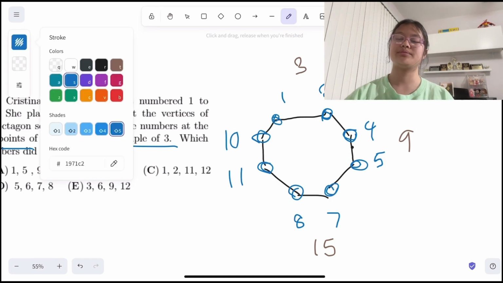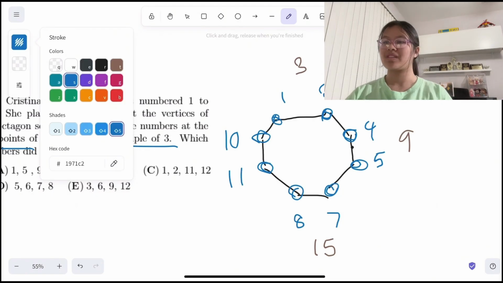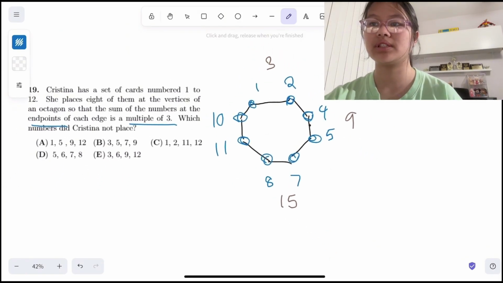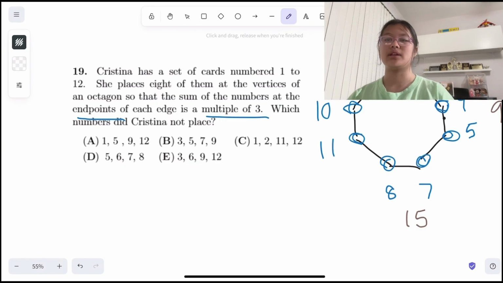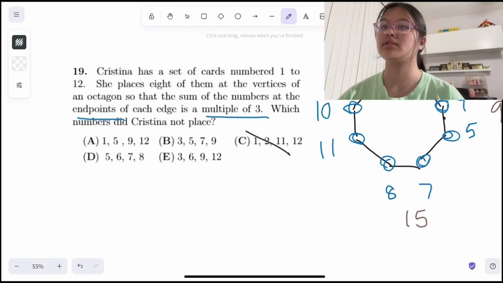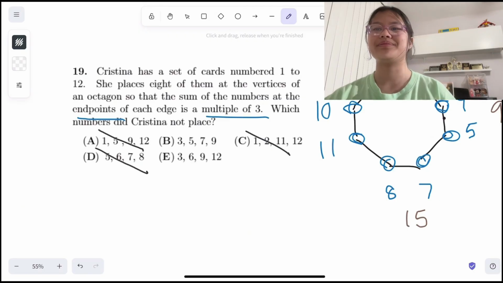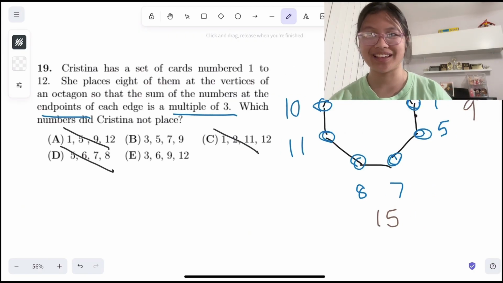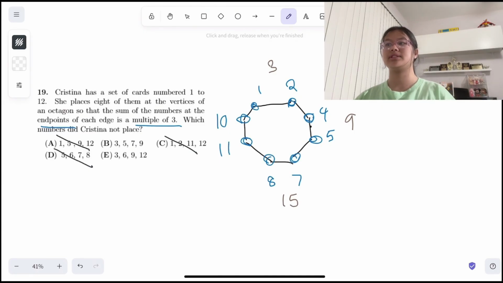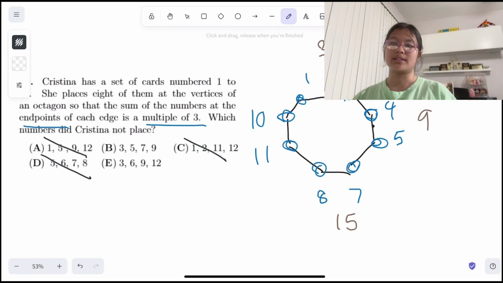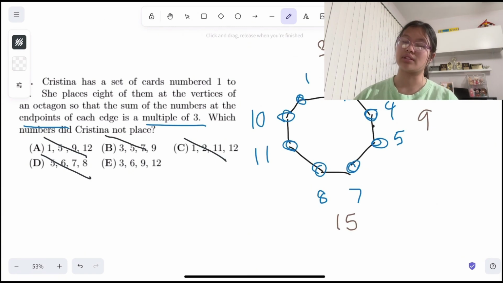So now, let's see. Okay, now we just find numbers that do not have 3's in it, which you can cross out. So A, B, and C are crossed out. Then A, C, D, B, and E are left. Okay. So now we can see that B does not work since there are only 2 multiples of 3. So the answer is E.